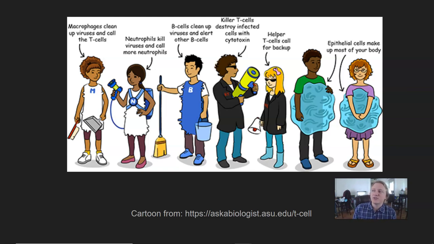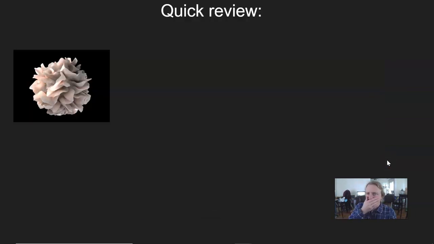Killer T cells destroy infected cells with cytotoxin. We're going to talk about T cells briefly in just a moment here. Helper T cells call for backup. They bring in more B cells and more T cells, and epithelial cells are most of the cells of your body. So let's do a quick review.